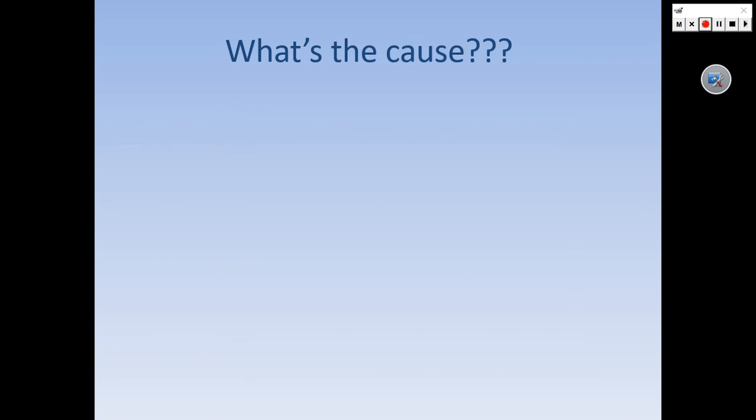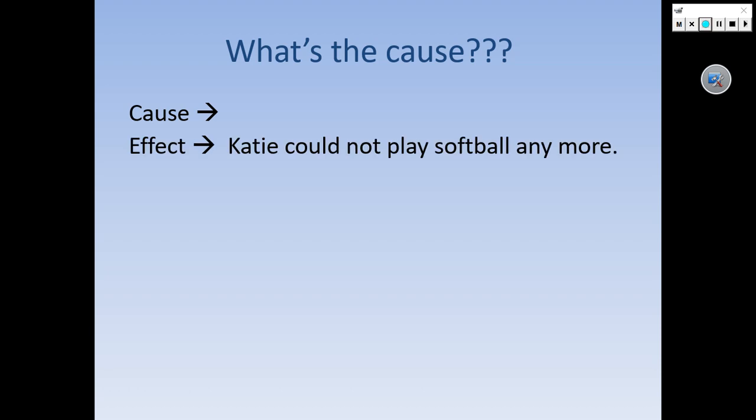Okay, now we're going to switch it up and do what's the cause. So I'm going to tell you an effect, and I want you to think about what could have caused that to happen. Okay, so if the effect is Katie could not play softball anymore, why do you think she couldn't play softball anymore? What's the cause? Okay, the cause could be that she injured her leg at a game. It could also be she got in trouble during a game, or it could be she moved away. It could be anything that is a reason why she could not play softball anymore.